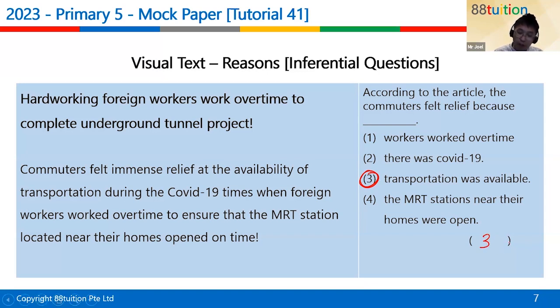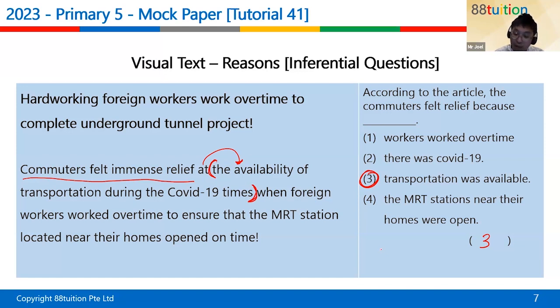So in general, here it says what? Commuters felt immense relief. Why? Because they had transportation available during the COVID-19 times. That's the main idea here. So they felt relief at what? At this. This is the closest idea. Okay, so they felt relief because transportation was available.